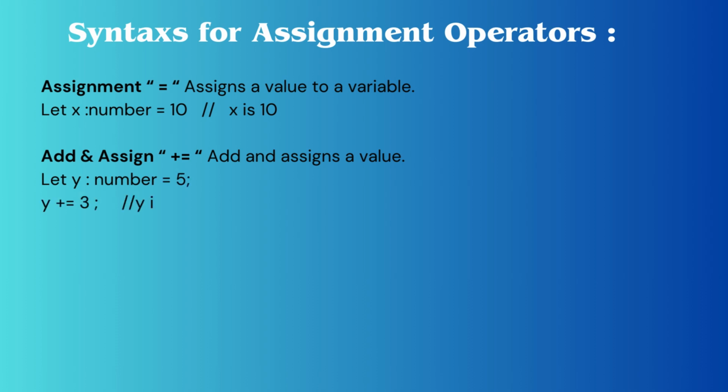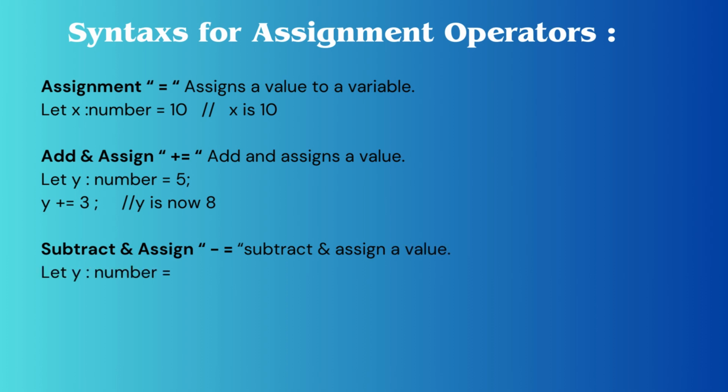As we said, let y is equal to 5. That is, y plus equal to 3 means that 5 will come in place of y and 3 will be added to it. Now, the outcome is 8. Next is subtract and assign, minus equal to. Let y equal to 4. Now y minus equal to 2, y is equal to 4, so 4 minus 2 is 2.